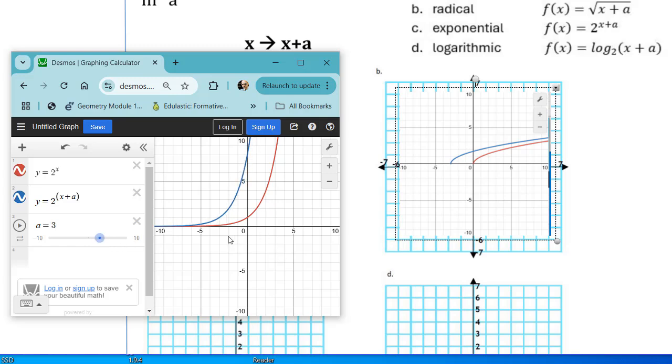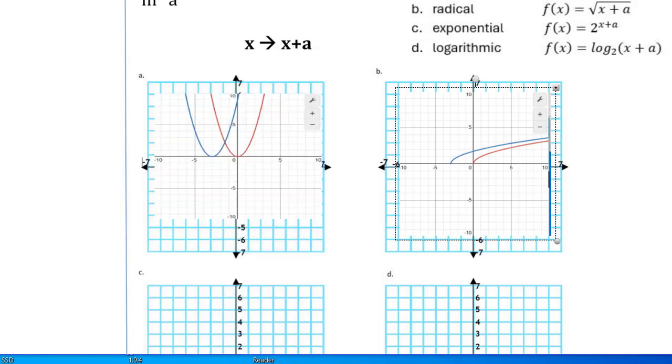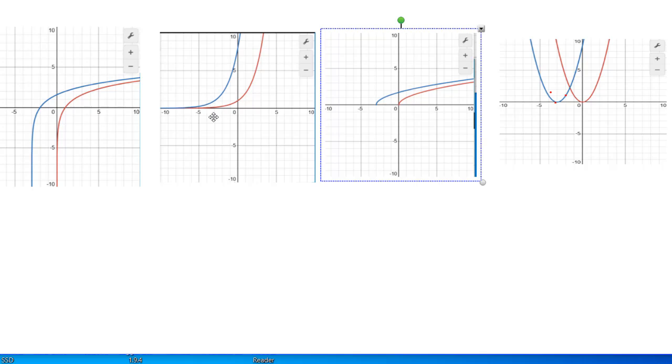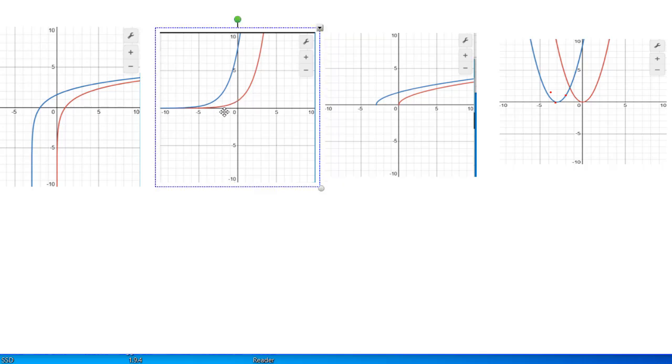The red one is 2 to the x. The blue one is 2 to the x plus 3. All right, let's grab my little image here, and we have, paste that in.